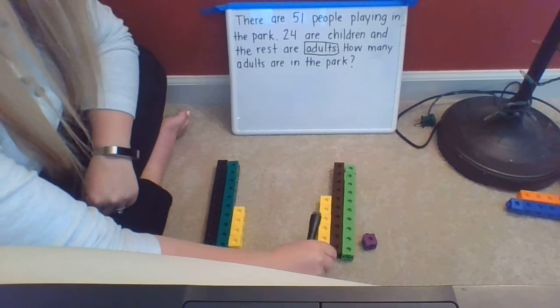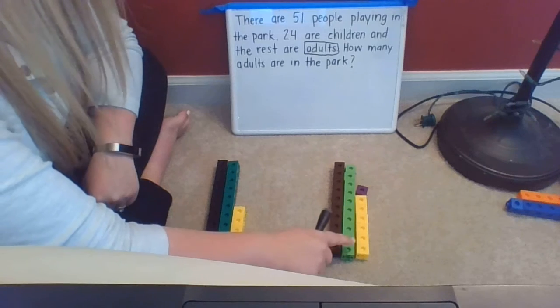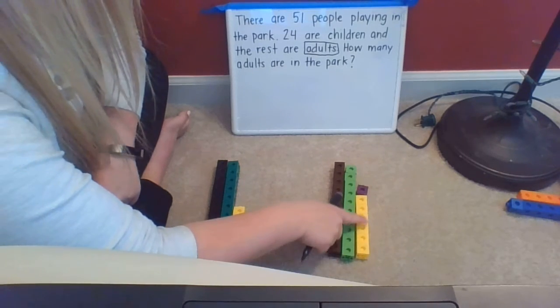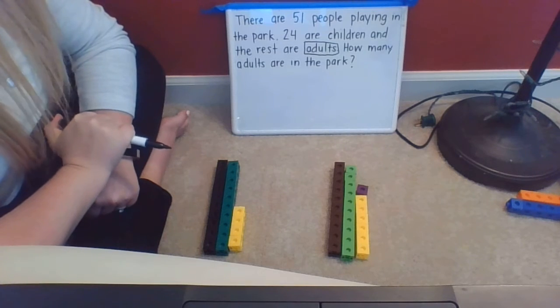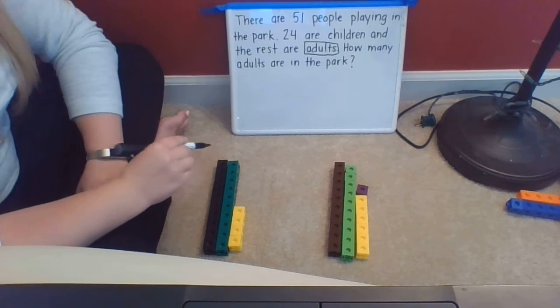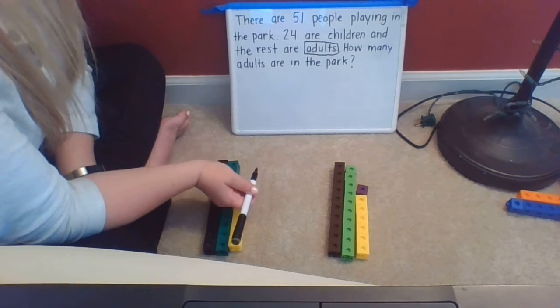Let's see how many. Oh, I can move the ones over here. Make it easier to count. 10, 20, 21, 22, 23, 24, 25, 26, 27. 27 adults at the park. Now I can show what we did using a drawing with quick tens.